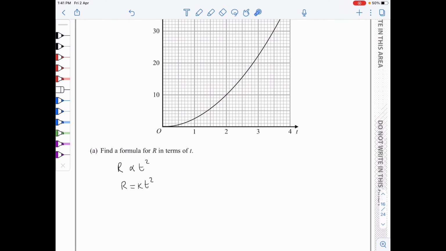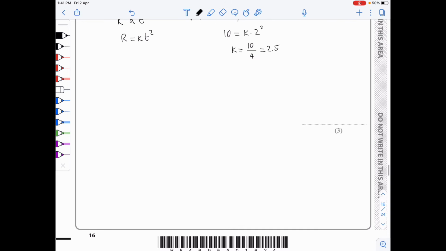I can just pick a point. I see this point here. We pass through (2, 10), which means that when T is 2, capital R is 10. So I'll be using this point to find the value of K. 10 is K times 2 squared. So it turns out that K is 10 over 4, which is simply 2.5. And I will only be scoring full marks if I write down that R is 2.5 T squared. So that will be the answer to the first part of the question.